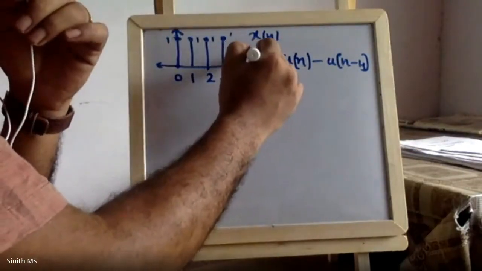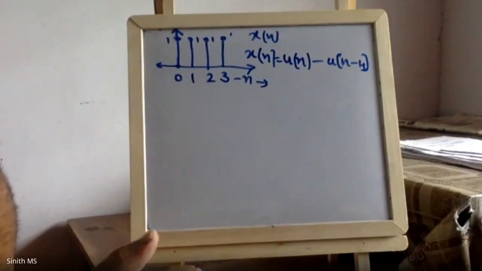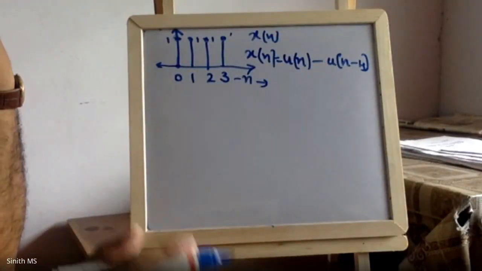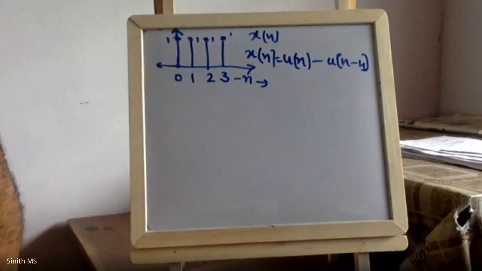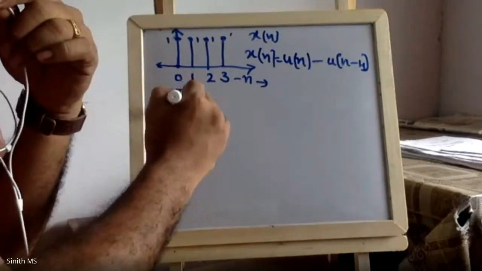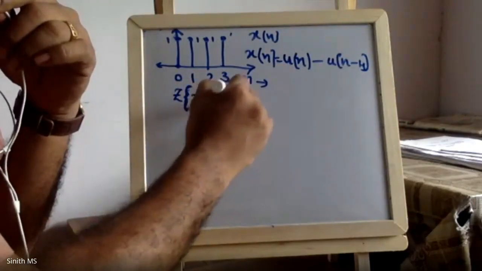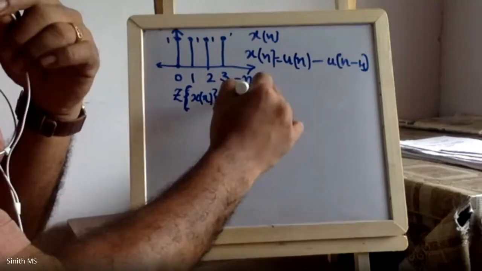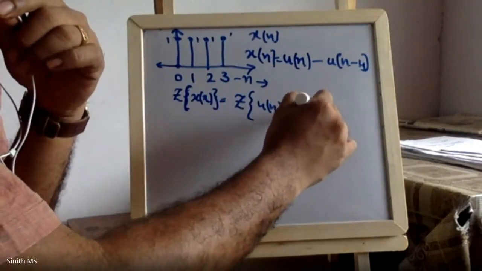So Xn can be written as UN minus UN minus 4. Okay, now can you try to find the Z transform of this? How will you find the Z transform of Xn, that is, the Z transform of UN minus UN minus 4?